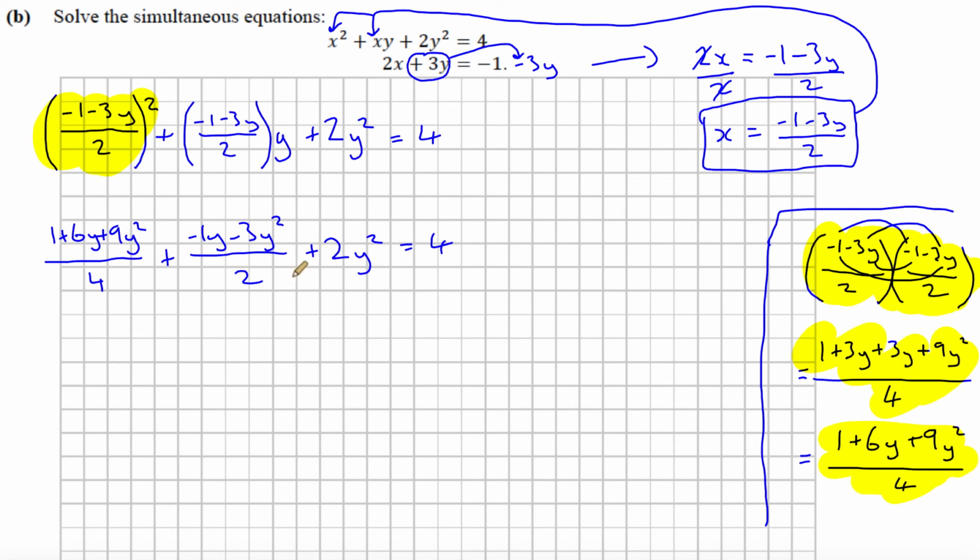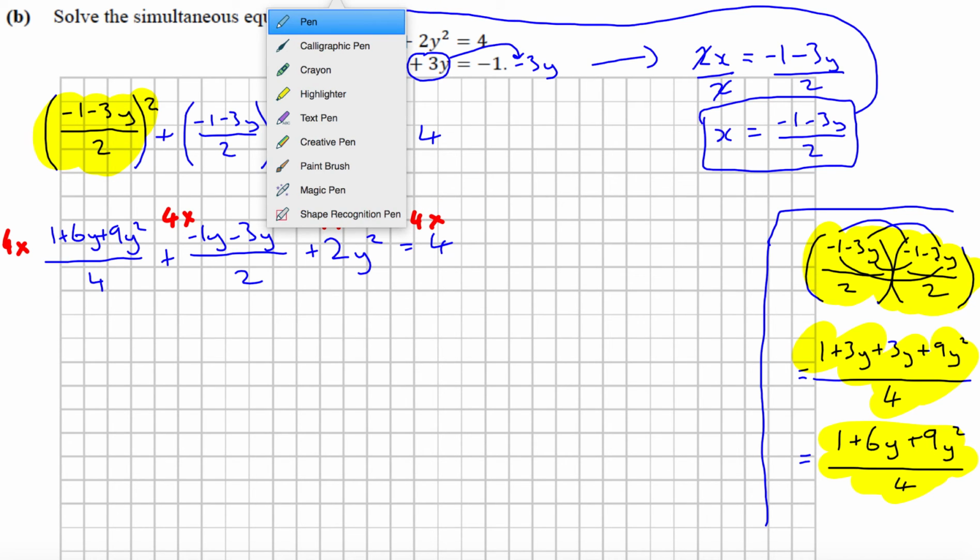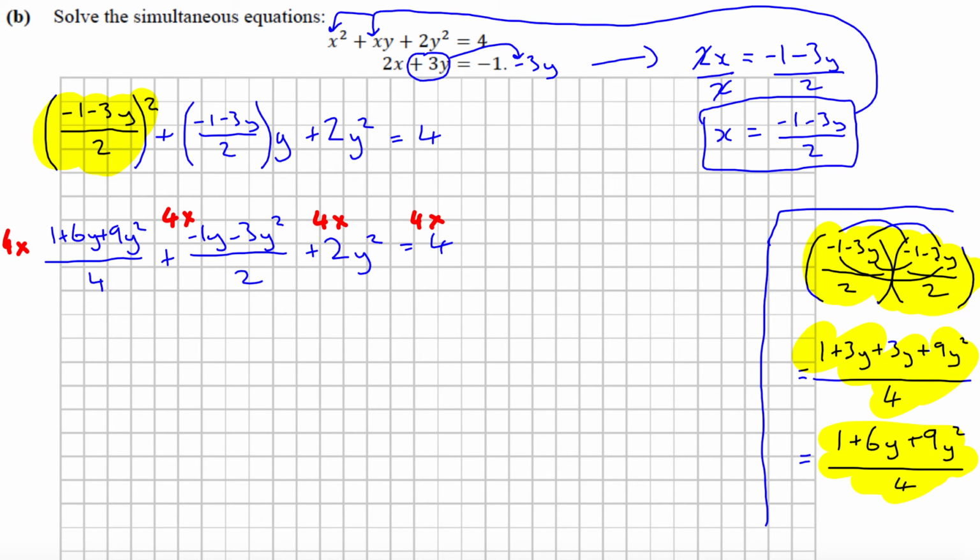I want to get rid of the fractions now, so I'm going to multiply by the lowest common denominator of 4 and 2, which is 4. So I'm going to multiply every term by 4. I'm just going to show this in a different colour. So I'll multiply this term by 4, this term by 4, this term by 4, and this term by 4. So when we do that, these 4's here cancel above and below, so I'm left with 1 plus 6y plus 9y squared.